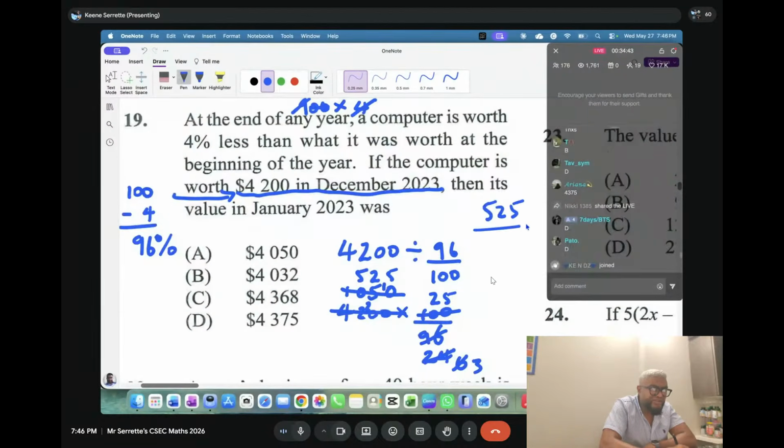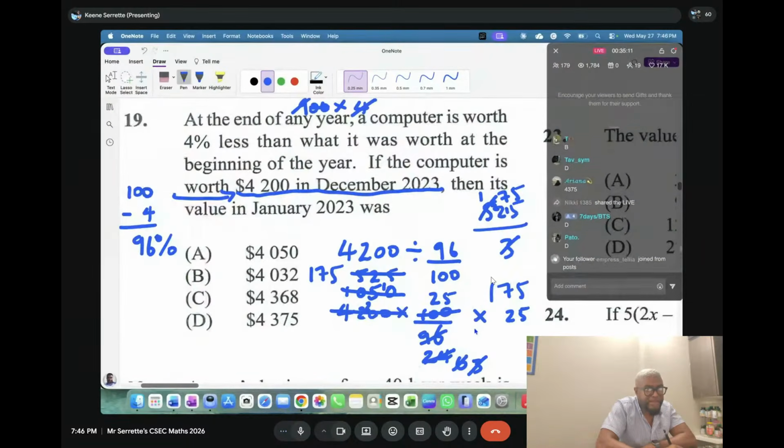525. Everything correct so far, right? 3 into 5 would be 1, remainder 2. 3 into 22 would be 7, remainder 1. 3 into 15 would be 5. So 3 into 525 would be 175. So I need to do 175 multiplied by 25.